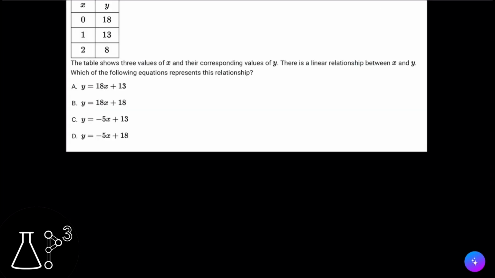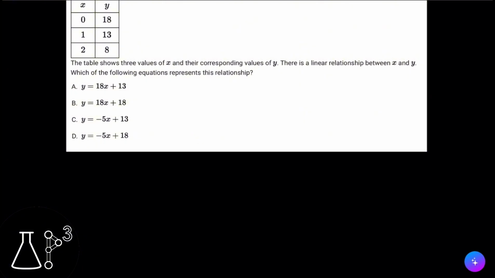We're given a table. The table shows 3 values of x and their corresponding values of y. There is a linear relationship between x and y. Which of the following equations represents this relationship? Before I do anything, I want to understand the table, because if I understand it, I can understand how to look for my answer. I have the point (0, 18). As x is increasing, y is decreasing, because when x increases by 1, y decreases to 13 and then 8.